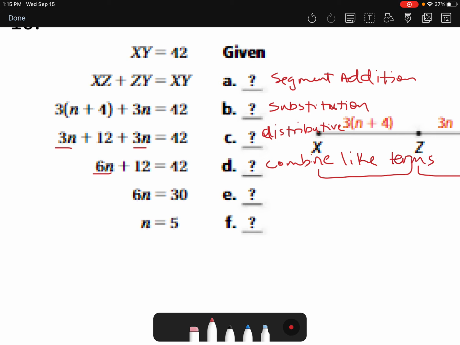Going from D to E, we lost a plus 12 on the left. 42 turned into 30 on the right side. So we subtracted. We used the subtraction property. And going from E to F, 6n becomes n, 30 becomes 5. We use the division property.